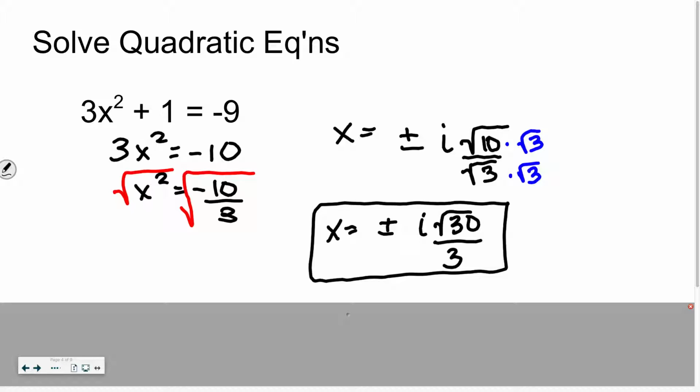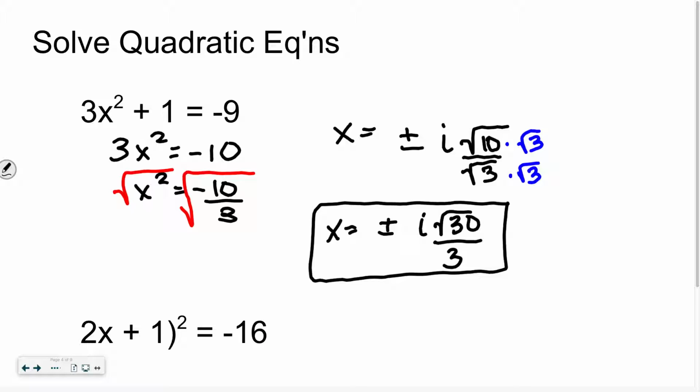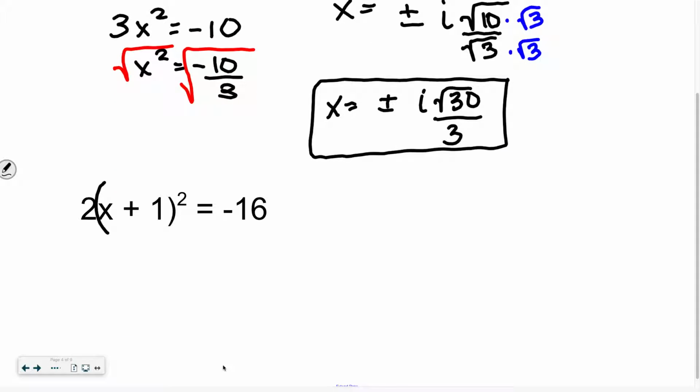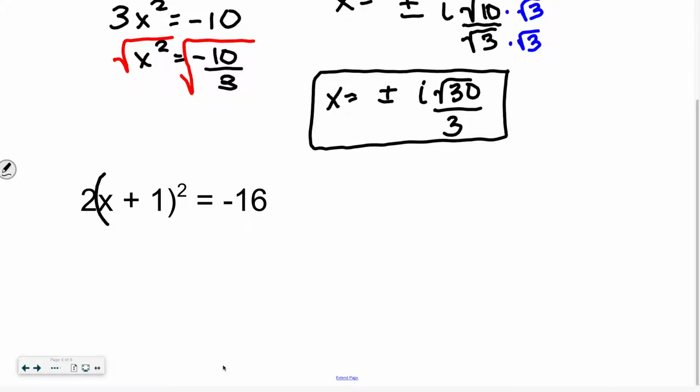Okay, why don't you work on this one and you can talk to your group members for ideas if you need to. Oops, I'm missing a parenthesis right there. Why don't you work on this one for me? 2 times x plus 1 quantity squared equals negative 16. See if you could solve.